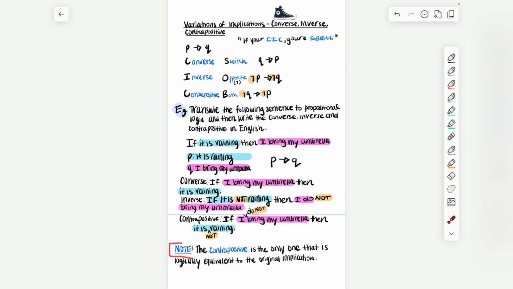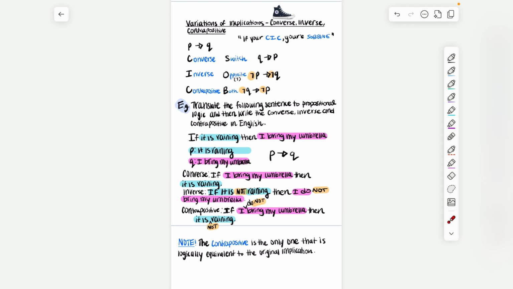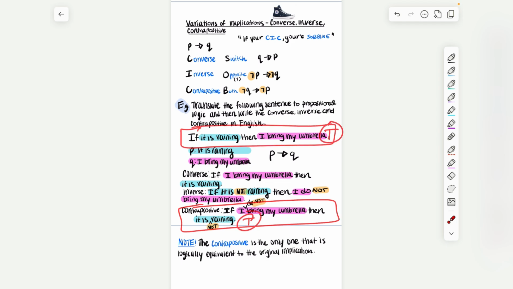Now one thing you want to note is that the contrapositive, this one right here, is the only one that is logically equivalent to the original implication, meaning that this sentence here and this sentence here are actually the same. They mean the same thing. This means that if the contrapositive is true, the original implication is also true. They have the same truth value. If it was false, then the original implication would be false, and vice versa.